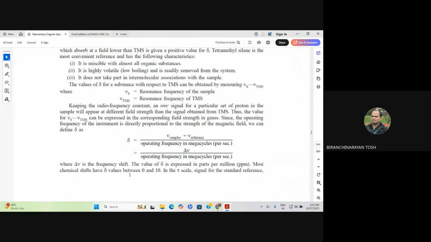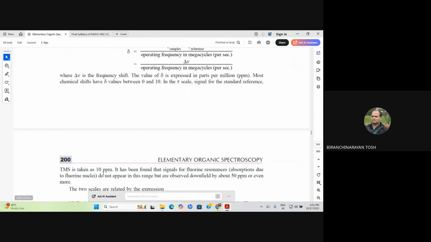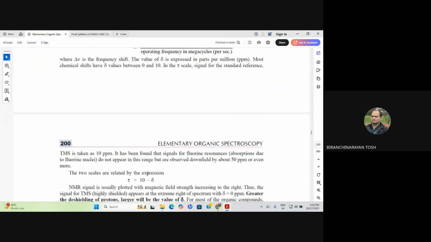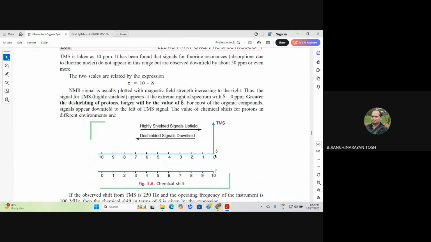Generally it has a value of 0 to 10. Most chemical shifts have delta values between 0 and 10. In the tau scale, another scale, it is 10 minus delta. The signal for the standard reference, TMS, is taken as 10 ppm in tau, whereas in delta it is 0. It is not gamma, it is the tau value. Tau is 10. So it is the reverse.